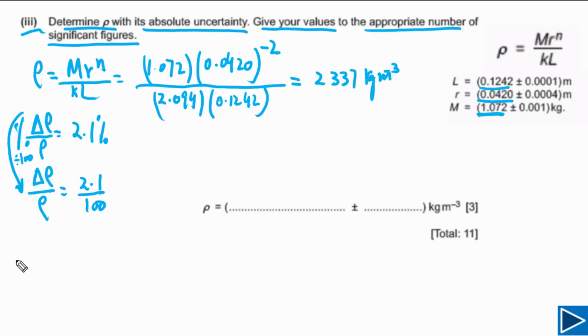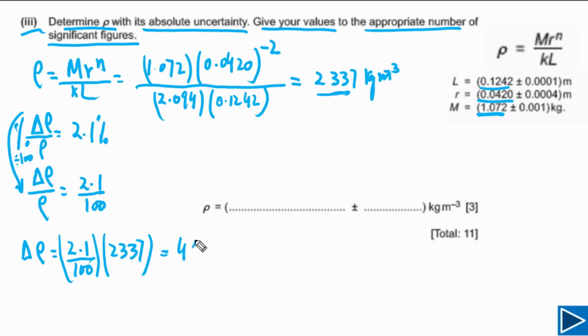Now we have the fractional uncertainty, and we need to calculate delta rho. So this is 2.1 divided by 100, and we have to multiply with the density, the value of density we just calculated. Just multiply with this. Our final answer in this case will be equal to 49 kg per cubic meter. This is the absolute uncertainty in density.